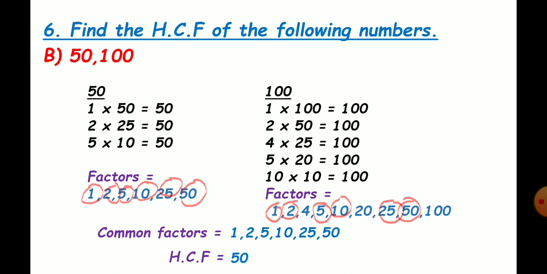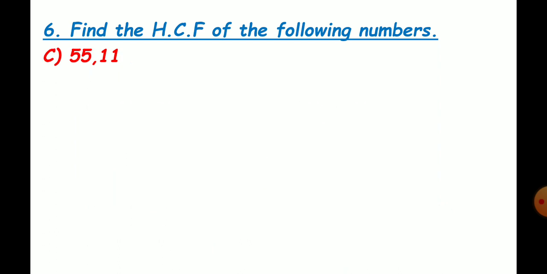Can we go to the C sum? C is 55 and 11. See, even more easier sum, no? Because 55 and 11, mostly these numbers we haven't seen in any tables. So only few factors will come, I guess. Okay, so let us see. 55 comes in one table. 1 55s are 55. Two table it doesn't come because 55 is an odd number.